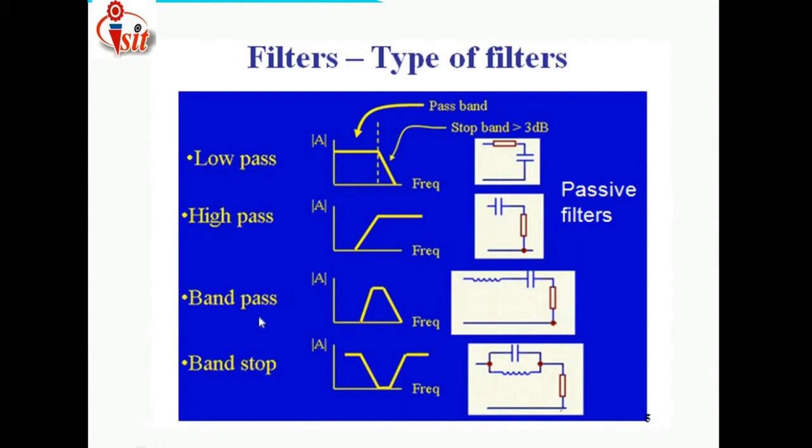Then the band pass filter. The band pass filter is designed by using one inductor and one capacitor. These two components are connected in series and the resistor is connected in parallel along with them. Thus we are designing that band pass filter.